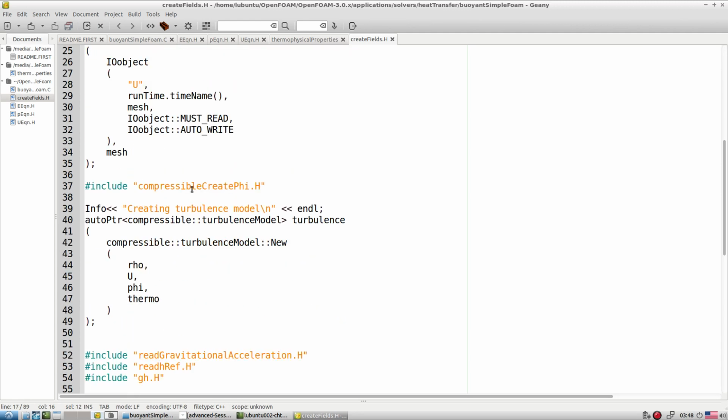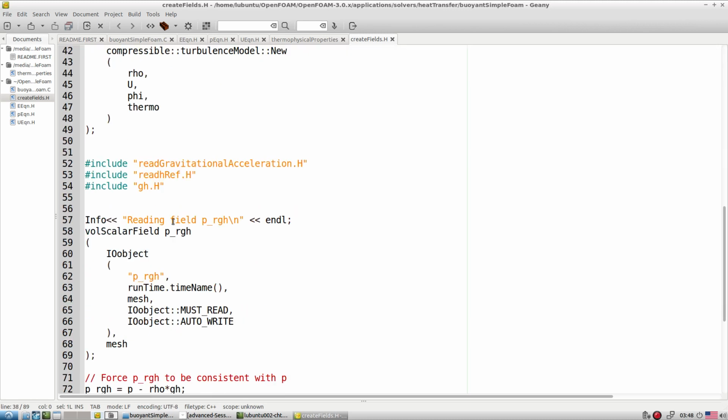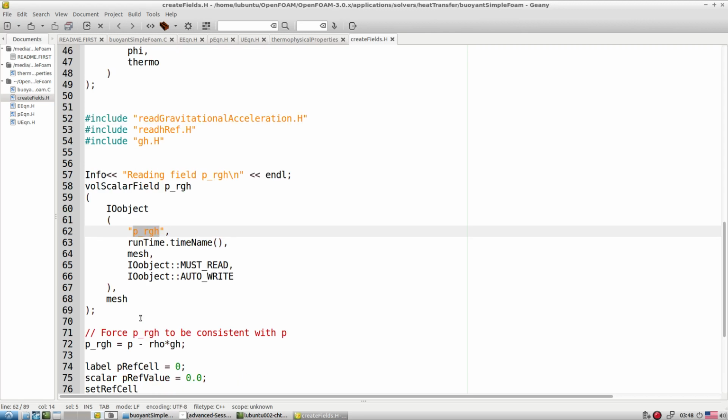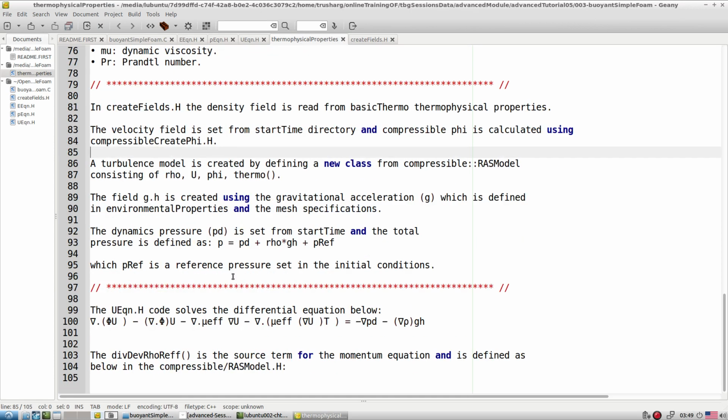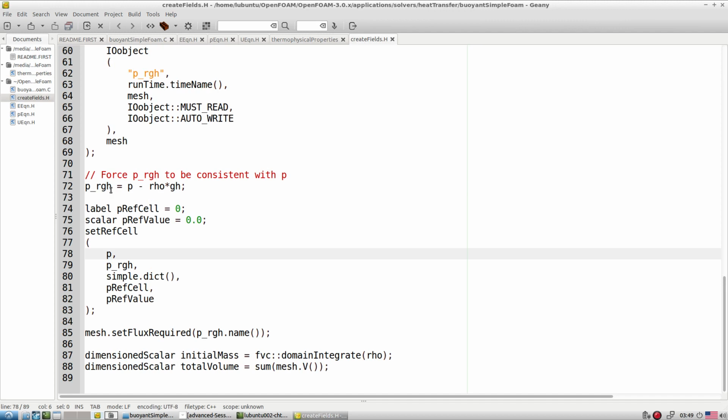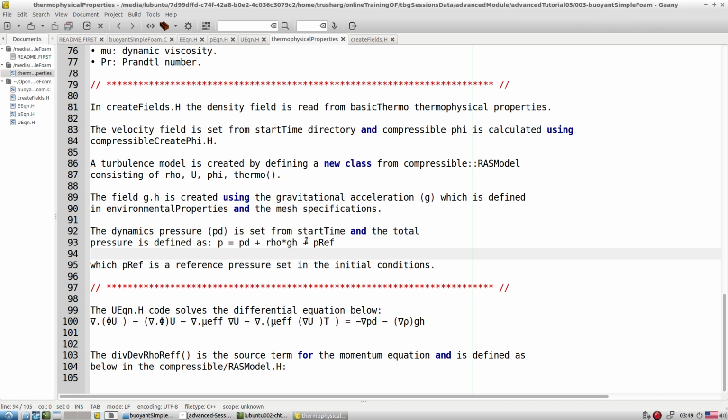U is constructed, then compressibleCreatePhi, a few options. Then this is the dynamic pressure we have. The dynamic pressure equals the pressure minus rho into gh. So that is the dynamic pressure we have, and that is what I mentioned here also. This is nothing but p_rgh, where p_rgh is the dynamic pressure. That is the dynamic pressure constructed here. If we have a reference pressure we can add it, but out of this we are going to take into account p_rgh equal to p minus rho gh.